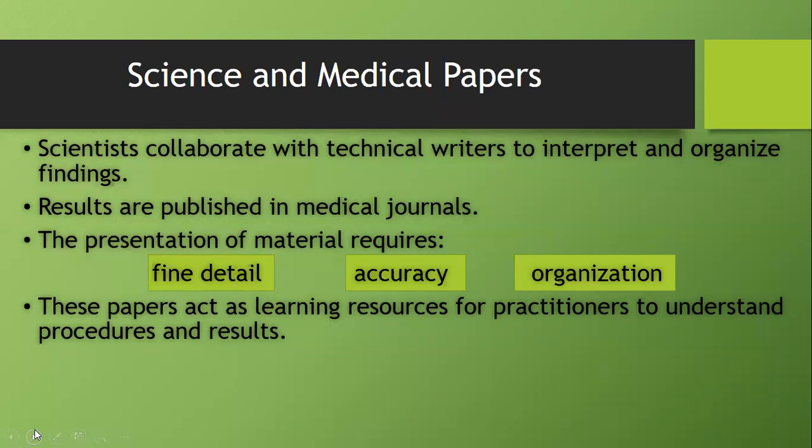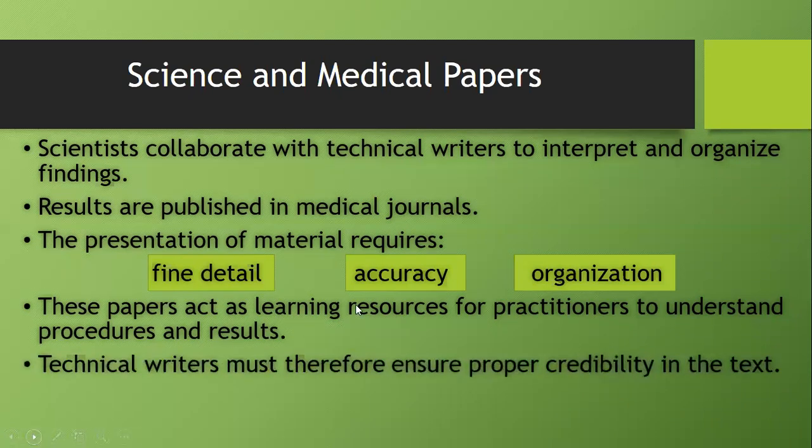It's easy just to put stuff down on paper and to type pages and pages of stuff, but it's got to be understood, right? So these resources have to be carefully written. And of course, technical writers must ensure proper credibility in the text. We usually have separate workshops simply about credible citations and credible referencing. So the technical writer must ensure proper credibility in his or her text.